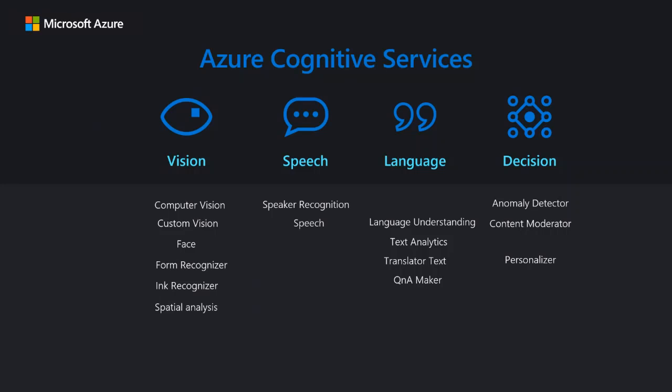And there's also ink recognizer and spatial analysis. So ink recognizer is available for handwritten text, for example, or if you have any scanned documents or scanned images, handwritten text, then you can find it under the vision services as well. And spatial analysis is basically for any video or any live video as well, or live streaming, and it basically analyzes what's inside of the video and gives you the result in the end.